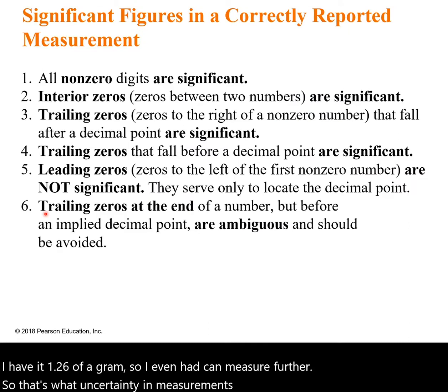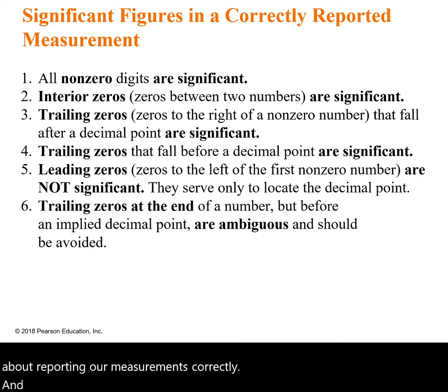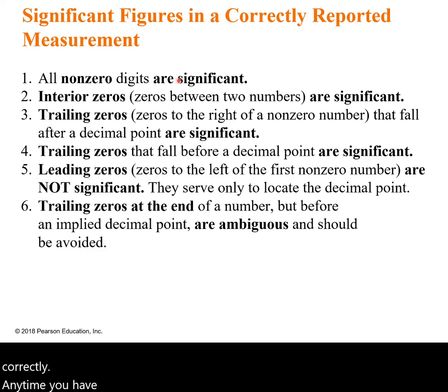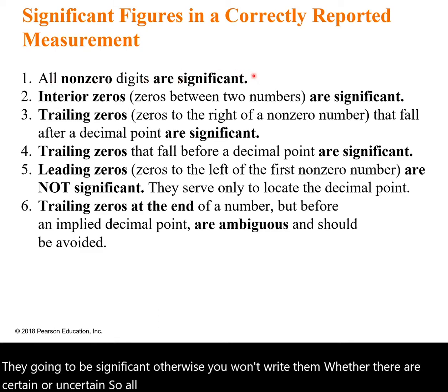The next thing we're going to talk about is reporting our measurements correctly. We're going to use what's known as significant figures to report measurements correctly. Anytime you have measurements that are certain, they're going to be significant. Otherwise, you won't write them, whether they're certain or uncertain. So all non-zero digits are significant.